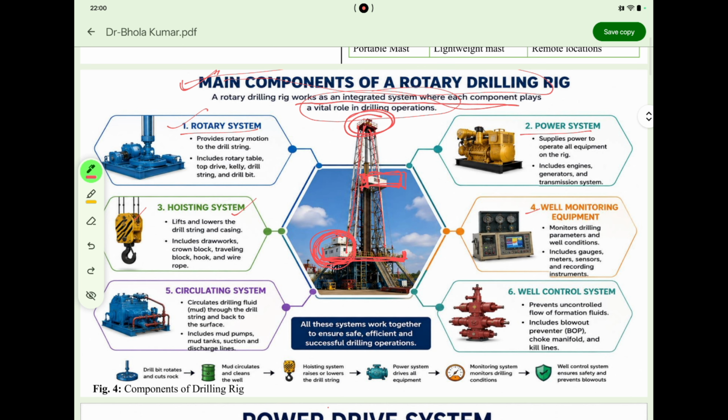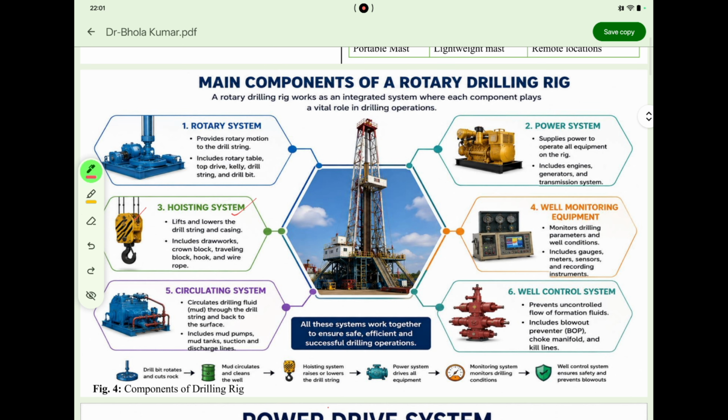So this is the random overview I am giving about the rig system, how the rig system looks like. So let's move to the next one. Let's talk about some basic things about all four systems. Let's discuss one by one, right?